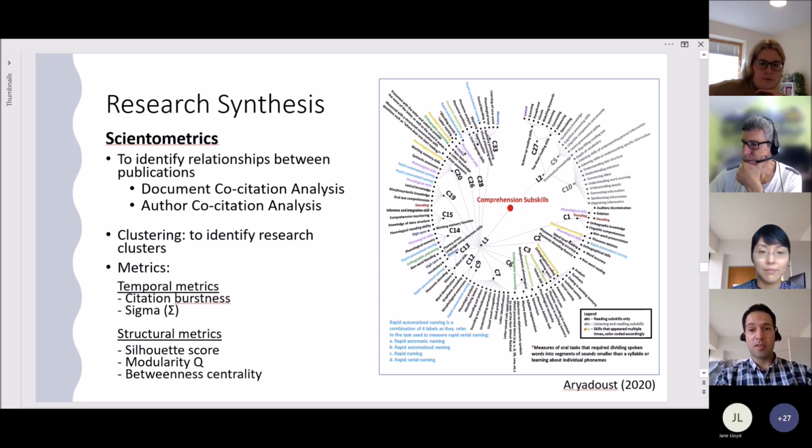This is a sample of one of the publications in System. I looked into the field of listening and reading assessment, and I found quite a few clusters that actually made a lot of sense. If you would like to read the paper, feel free to go ahead.